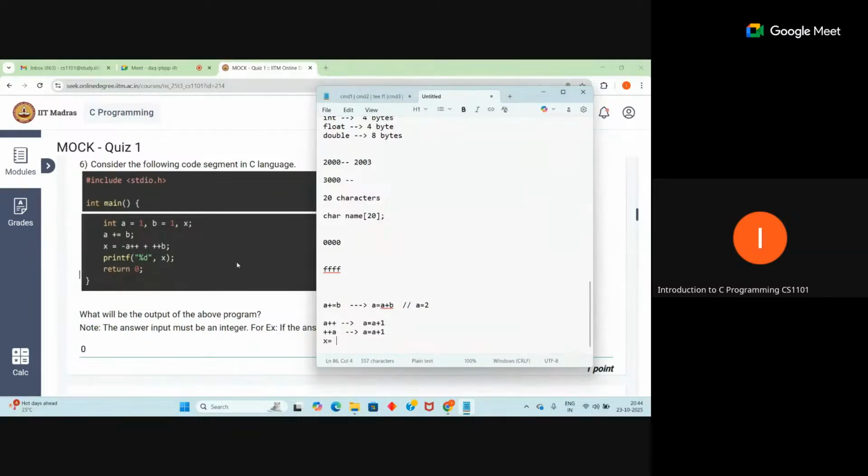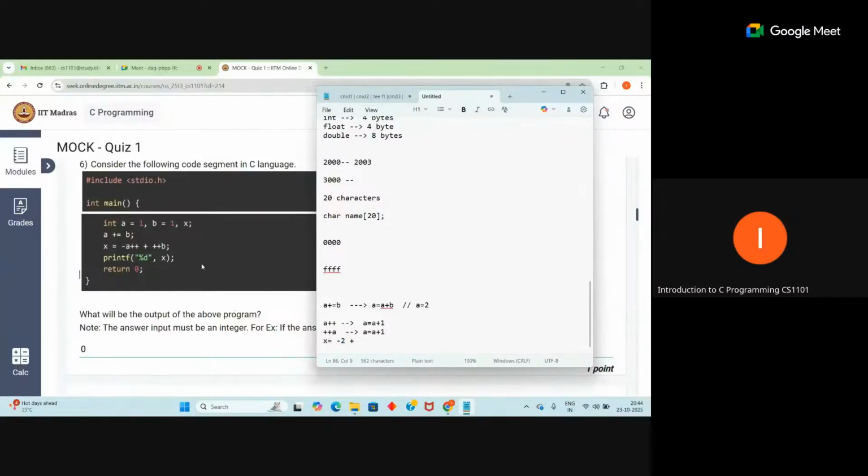So the first value is A plus plus. A plus plus means post increment. That means the current value of A is substituted here. What is the current value of A? The current value of A is 2. So 2 is substituted in the expression and A will become 3. But the value substituted here will be only 2. Before incrementing, it will substitute.